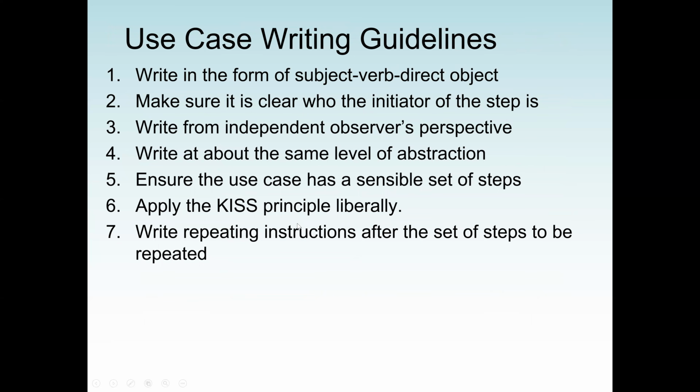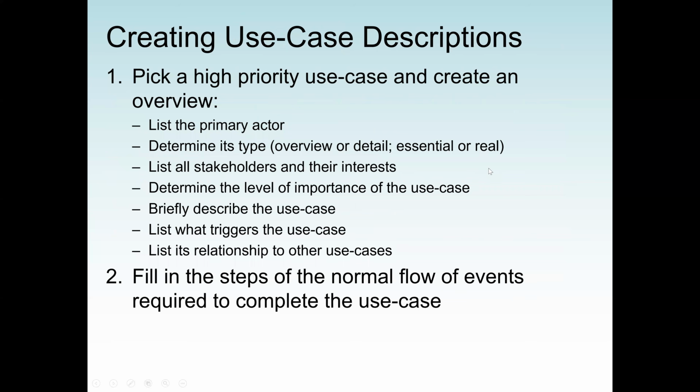So, use case writing guidelines. First, write in the form of subject, verb, direct object. So from the verb, we can get an action, the activity. Make sure it is clear who the initiator of the step is. Now we should write from an independent observer's perspective, write at about the same level of abstraction, and show the use case as a sensible set of steps, and apply the case principle liberally. Write repeat instructions after a set of steps to be repeated.